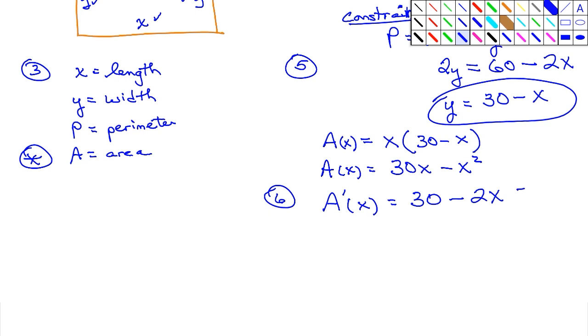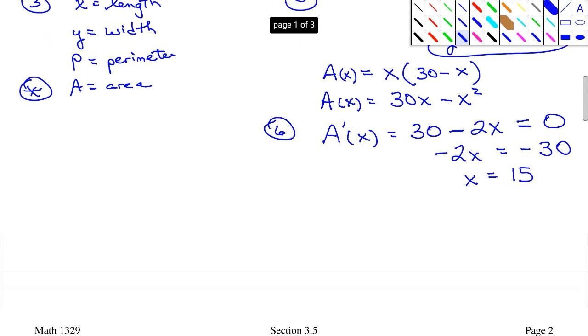I need to find the critical values, so I'm going to set this equal to 0 and solve for x. And we get x is equal to 15. Now I'm going to take the second derivative, so I can use the second derivative test for extrema. And the second derivative of A is just negative 2.